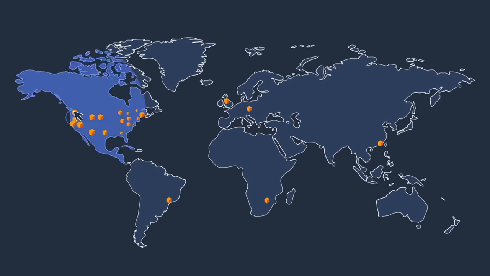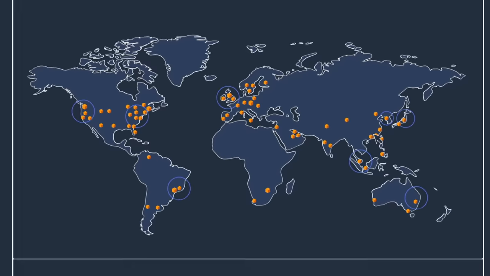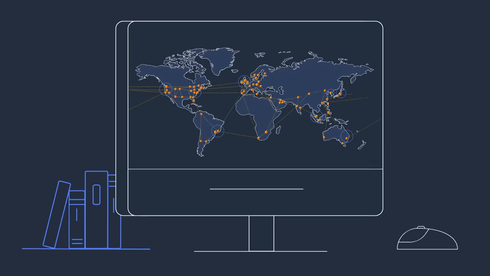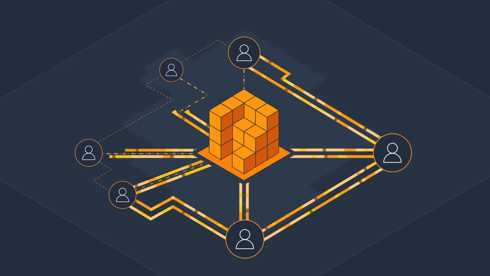For example, Amazon Web Services has infrastructure all over the world, so you're able to deploy your application in multiple physical locations in just a few clicks. Putting applications in closer proximity to end users reduces latency and improves their experience.